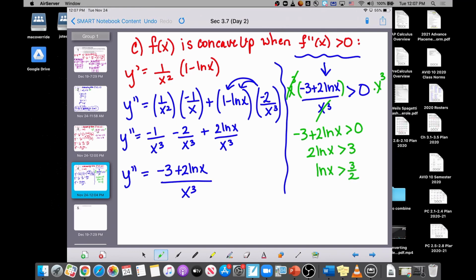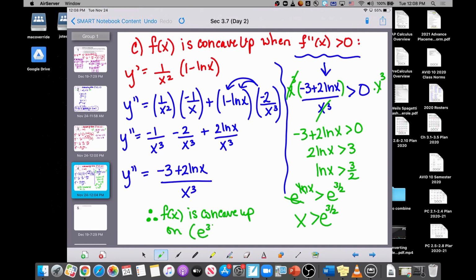And now if I want to solve for x, I raise both sides to the power of e. So e to the natural log x is greater than e to the 3/2 power. So I get x has to be greater than e to the 3/2 power. So to answer my question here, f of x is concave up on the interval e to the 3/2 comma infinity.